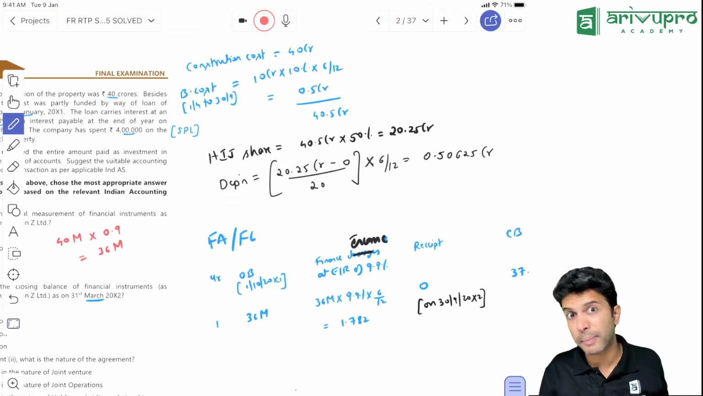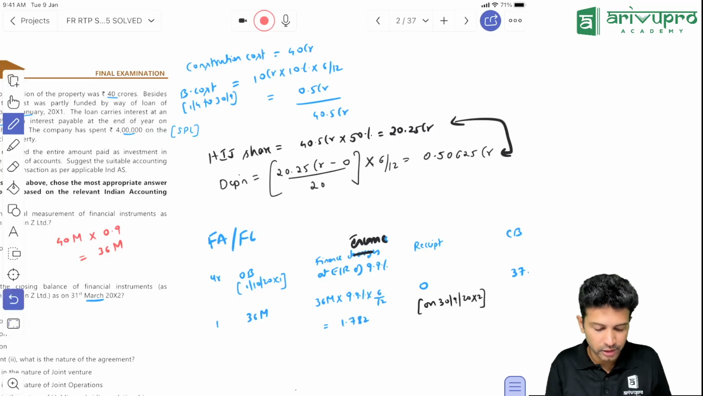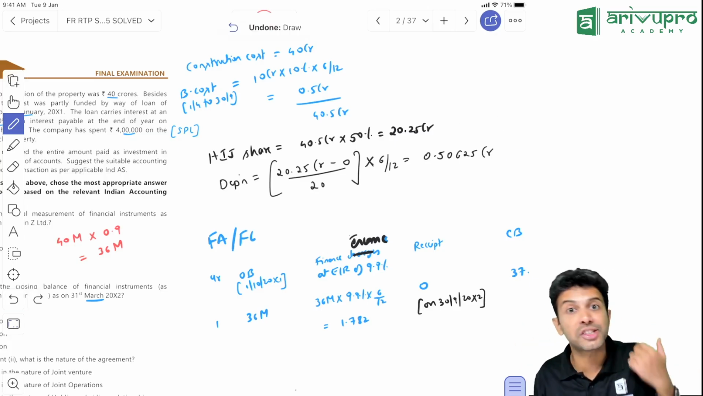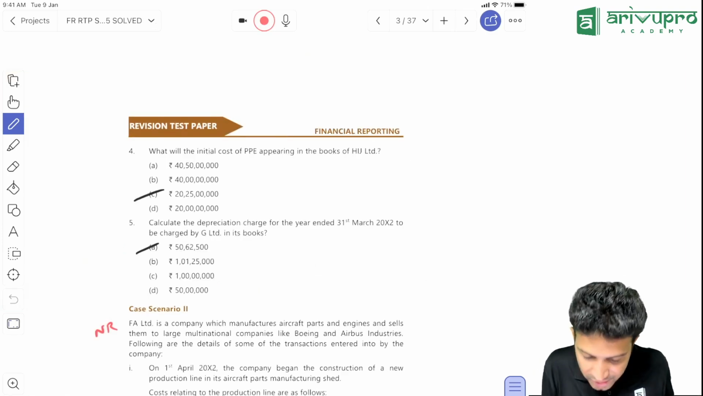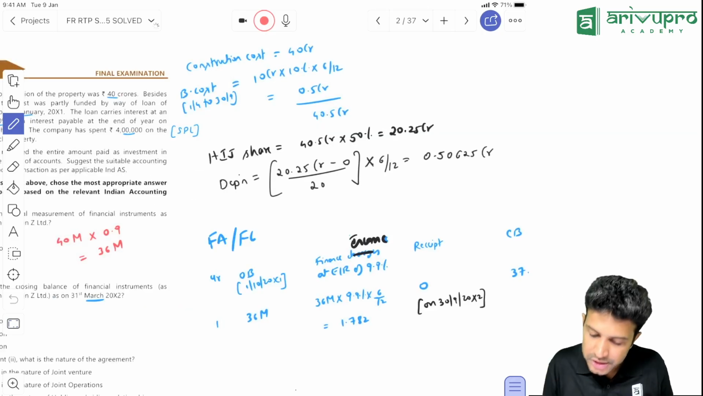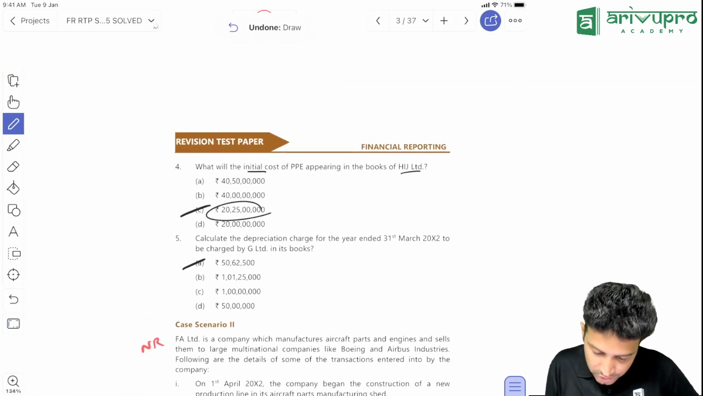Now, they will not ask PP's closing balance. If they ask closing balance, these two we need to eliminate and take. Be careful when you're reading MCQ questions. Slight words here and there can change the whole answer. In the question, they asked, what is the initial recognition of PP in HIG books? Initial recognition will be before depreciation, that is 20.25. So which option has that? C for Chennai.